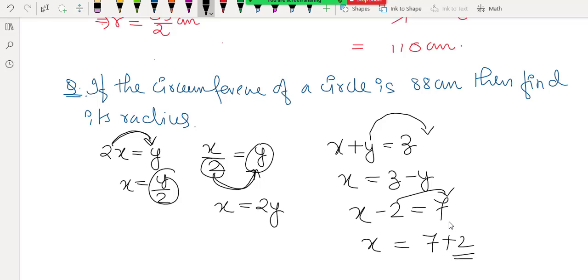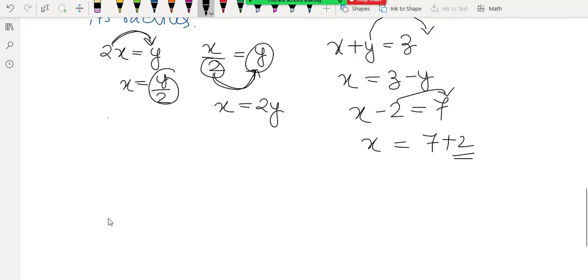Similarly, the multiplication will become division when we shift the number from the left hand side of the equation to the right hand side, or vice versa. That means it will also happen when we shift the number from the right hand side to the left hand side of the equal sign. That means plus will become minus, minus will become plus, multiplication will become division, and division will become multiplication. That's it. Okay, तो ठीक है, let's solve the questions.